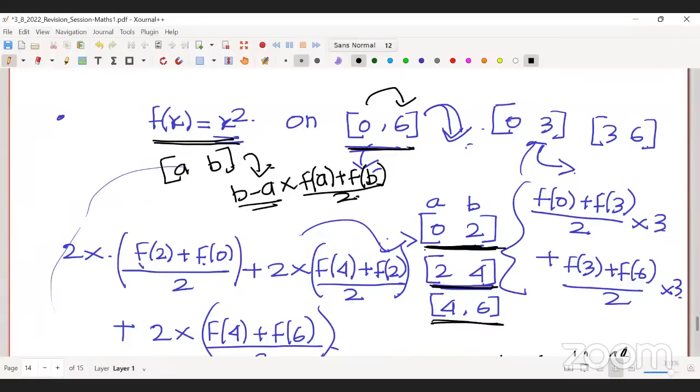That is the length of the interval, which is 2. And then what you need to compute is (f(a) + f(b))/2, which is (f(2) + f(0))/2, correct? And similarly you have to repeat for this interval and this interval. So 2 times (f(4) + f(2))/2, and similarly.